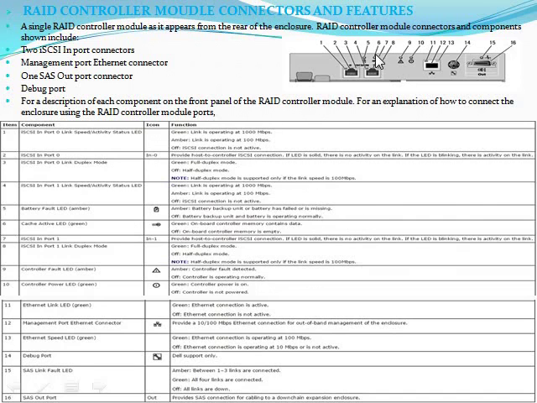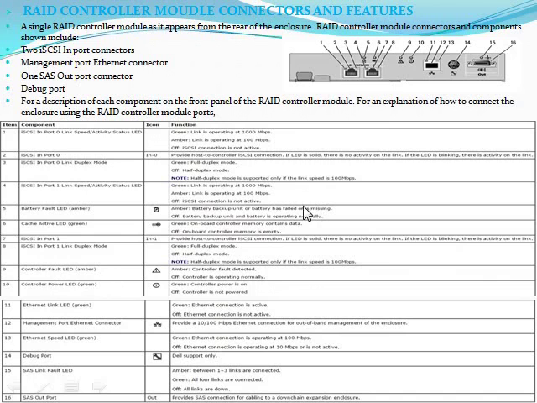Now come to 6. Cache activity LED. If it is green, it means the onboard controller memory contains data. If it is off, it means it is in an empty state. 7. Then iSCSI port 1 and it is the link duplex mode LED.